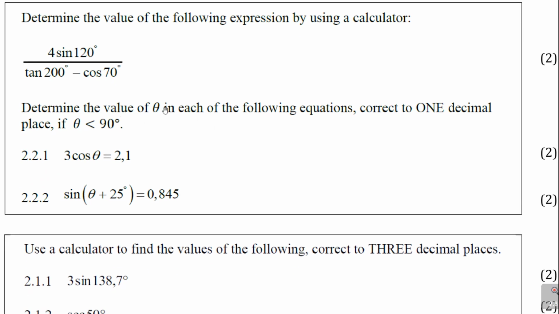Determine the value of theta in each of the following equations correct to one decimal place, if theta is less than 90. Now, less than 90, again they are saying this. Remember, this is 0, this is 90, meaning you are in the first quadrant. So this is the region where theta is positive. That's what they're saying. Are you getting that? Theta is less than 90.